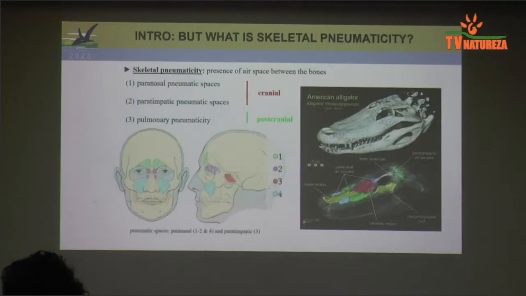But first off, what does skeletal pneumaticity mean? Well, basically, it's the presence of air space within the bones. We have pneumatic bones in our skull. We have paranasal pneumatic space and paratympanic pneumatic space, also in mammals, also in crocodiles. But pulmonary pneumaticity, the postcranial one, is exclusive within extant vertebrates to birds.